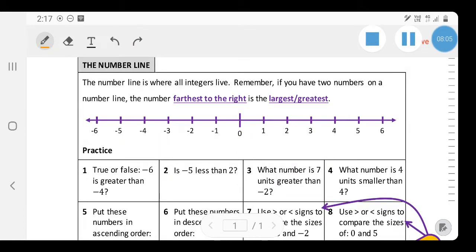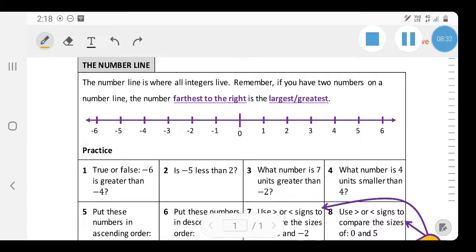All right, and finally, we move on to something really, really important. This is the most important thing that is going to help you to understand the relationships between different integers, okay? Which are bigger than others, in other words. So, we have the number line. Now, the number line is where all integers live. Every single integer you can possibly imagine lives on the number line.